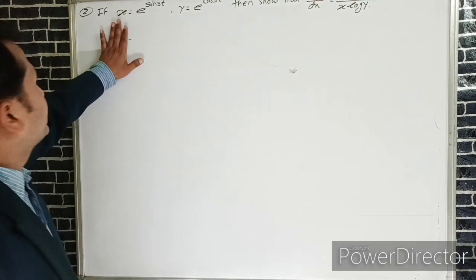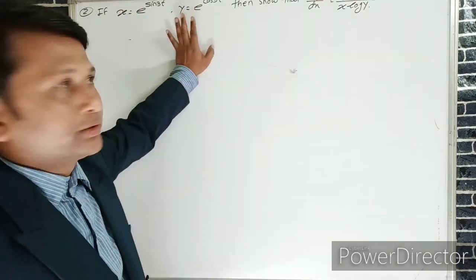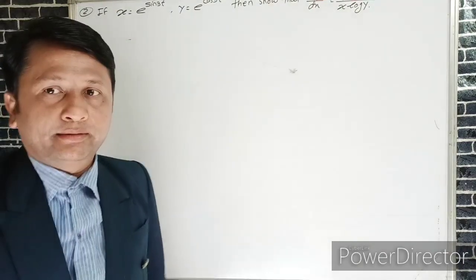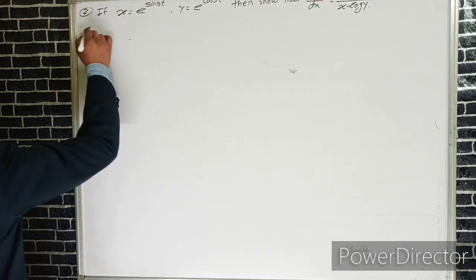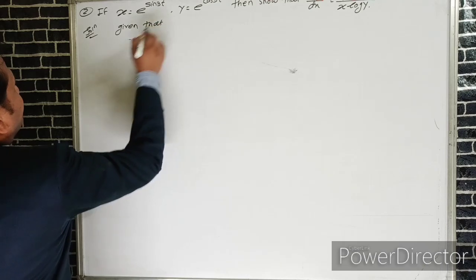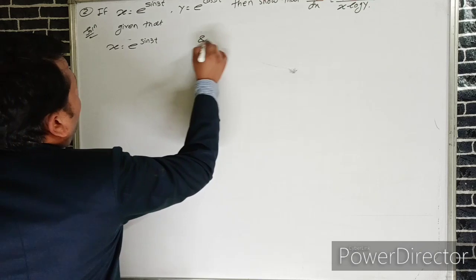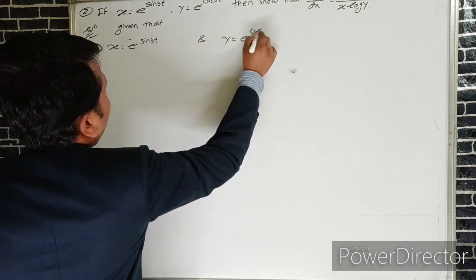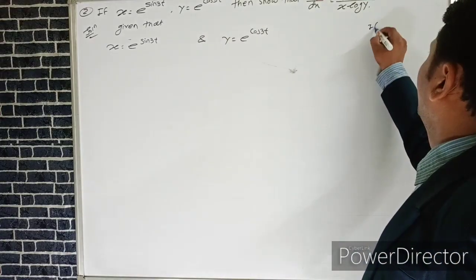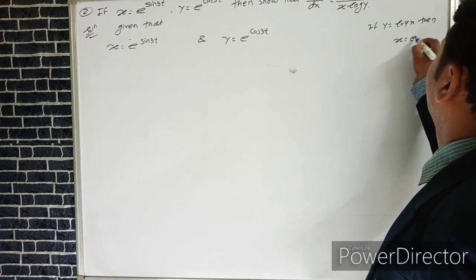Next one: x is equal to e raised to the power sin 3t, y is equal to e raised to the power cos 3t. Then show that dy by dx is equal to y log x upon x log y. Here it is clear that first we take the given function. Given that x is equal to e raised to the power sin 3t and y is equal to e raised to the power cos 3t. We know the definition of logarithm: if y is equal to log x, then we can write x is equal to e raised to the power y.